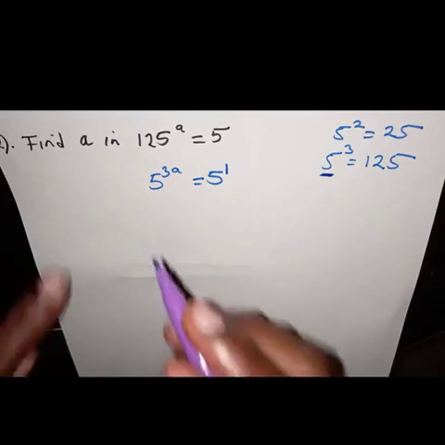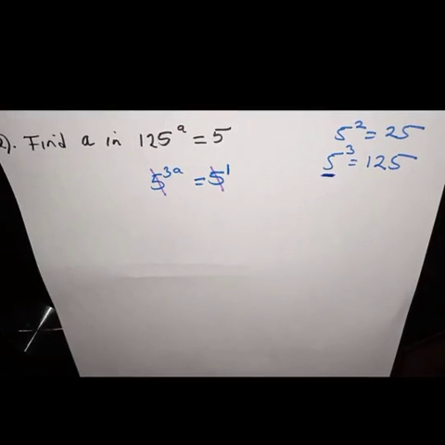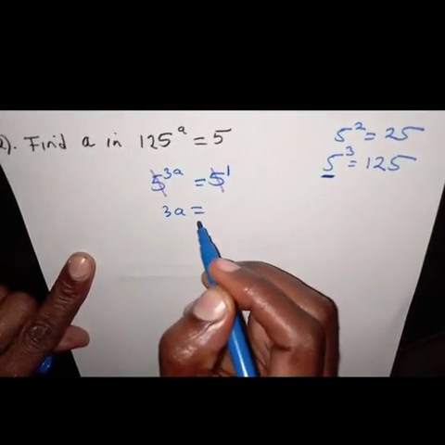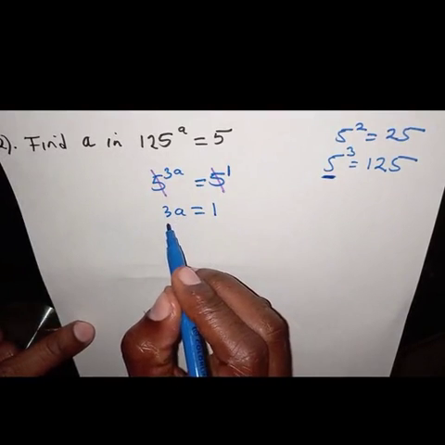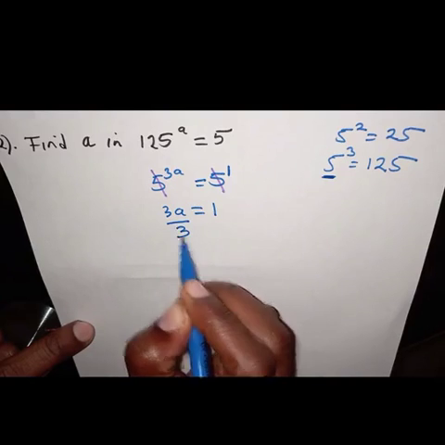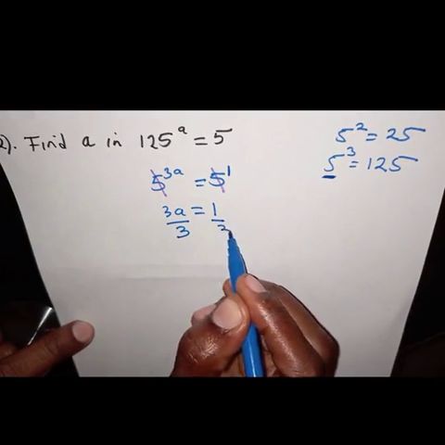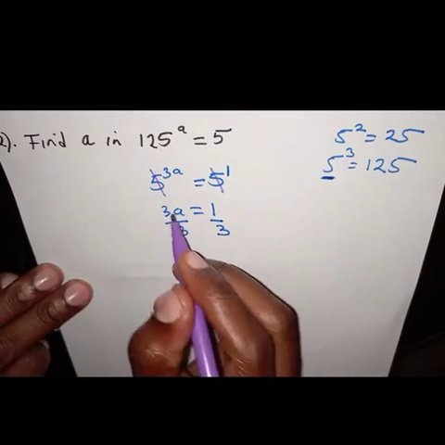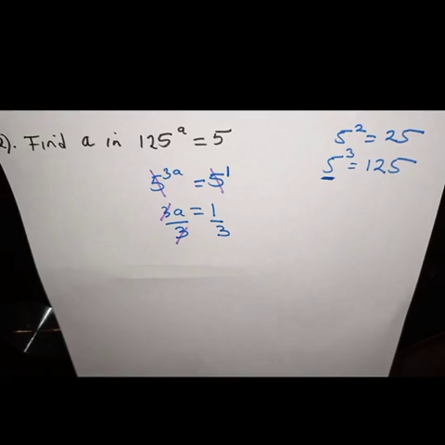So now cancel the same bases and equate the powers. So we remained with 3a is equal to 1, right? So now make a the subject of the formula. You divide both sides by 3 because you don't want 3 to be here. You divide both sides. So now 3 and 3 they cancel. It means only a has remained.